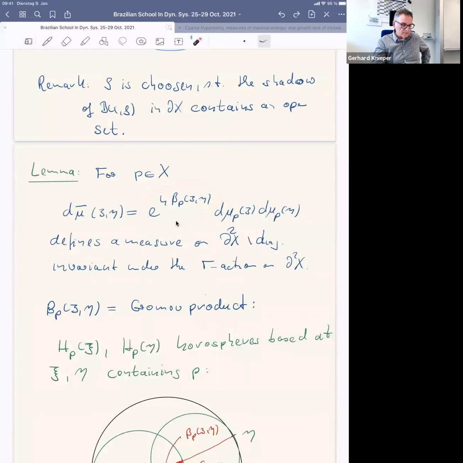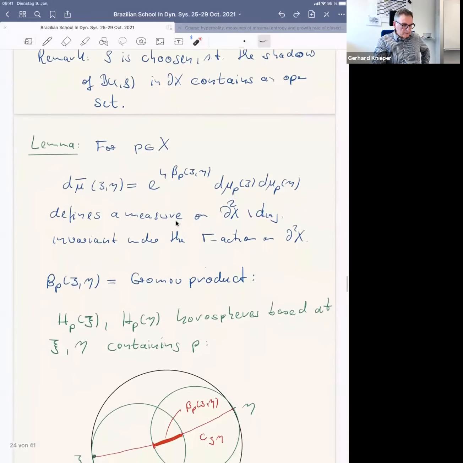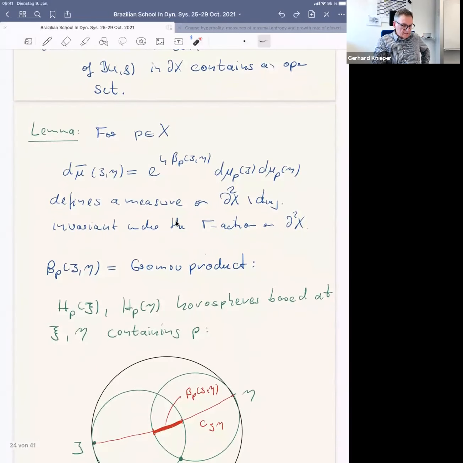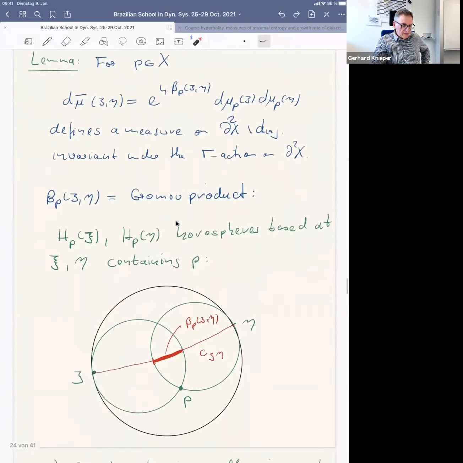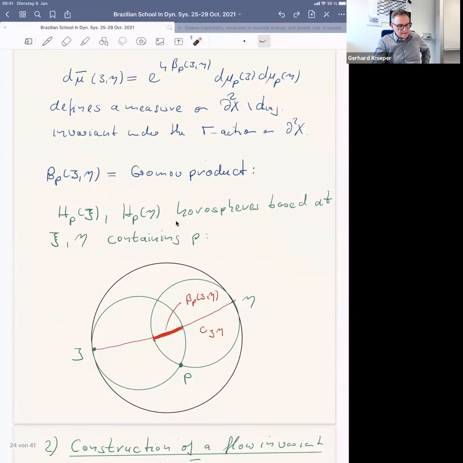And what is this term? In the exponent is a well-known function, which is usually called the Gromov product. So it depends on three points. One point is the point P, which we choose, and the other points are at infinity. So it can be explained geometrically in very easy terms.